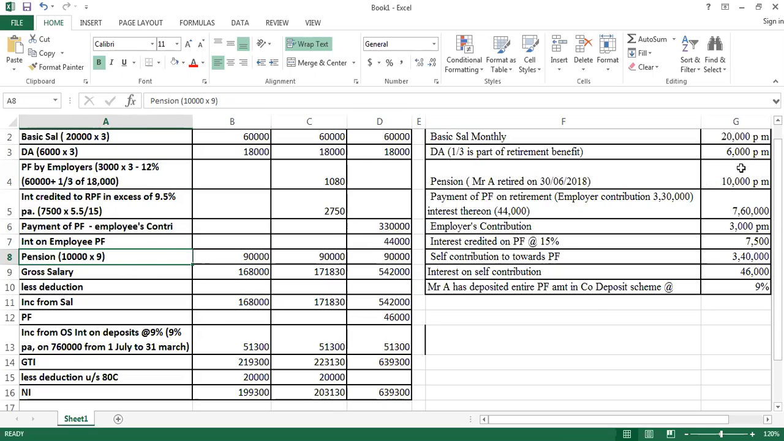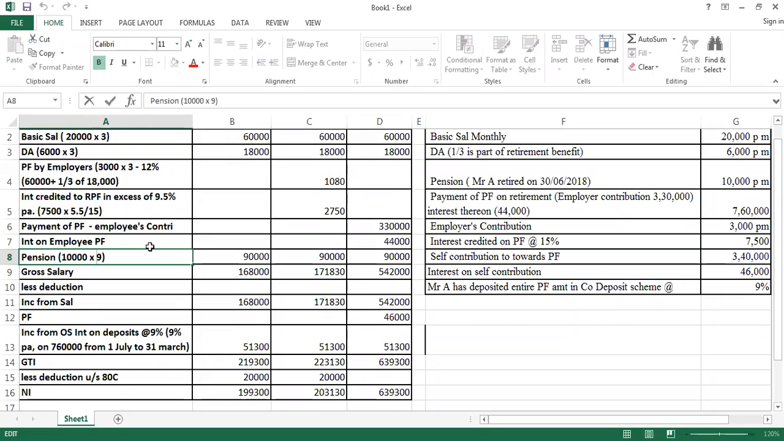So how much is the pension that he is receiving? 10,000 per month. Why have I considered 9 months here? Can anyone tell me? Because he has retired on 30th June.